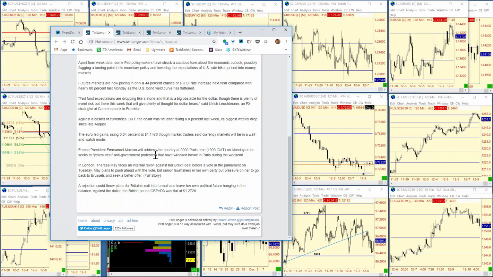French President Emmanuel Macron will address the country at 2000 Paris time on Monday as he seeks to appease yellow vest anti-government protesters that have wreaked havoc in Paris during the weekend. In London, Theresa May faces an internal revolt against a Brexit deal before a vote in Parliament on Tuesday. May plans to push ahead with the vote, but senior lawmakers in her own party put pressure on her to go back to Brussels and seek a better offer. A rejection could throw plans for Britain's Brexit into turmoil and leave her political future hanging in the balance.